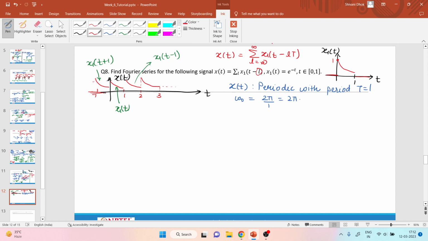Okay. So basically what x1(t minus l) indicates is shifted versions of x1(t) to the right, right? Yes. If my l is positive, then it is towards the right. If my l is negative, then it is towards the left. Yes.